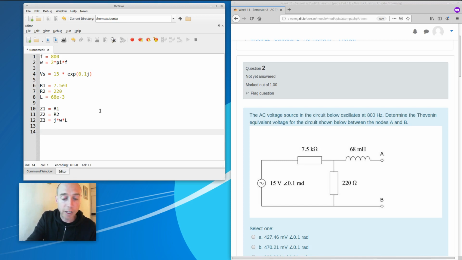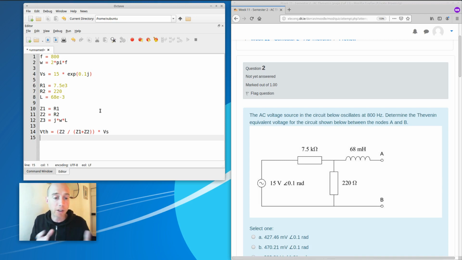And finally VTH is equal to Z2 divided by Z1 plus Z2, multiplied by Vs, our source voltage, and that will give us the value of VTH. Now I'm going to add in the Thevenin impedance calculation as well, even though we're not asked for it in the question, but I'll come back and do that in a second.